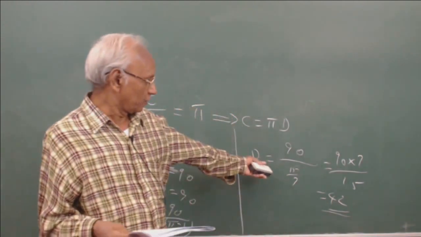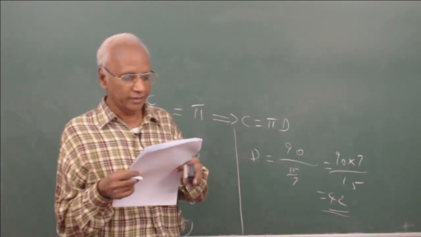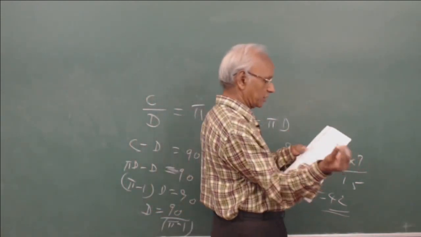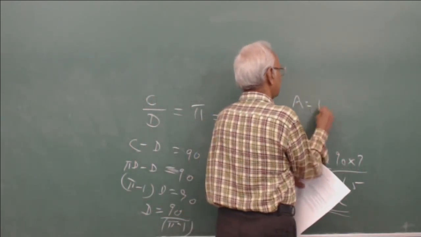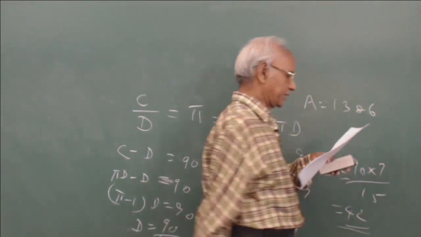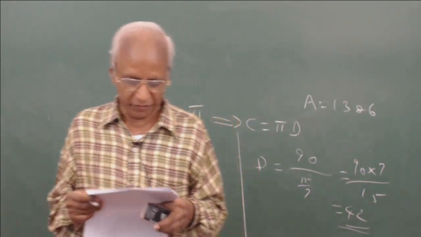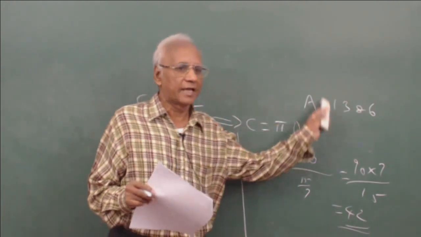So pi d is already known. So 1/4 of pi d square, if you work it out, it comes to 1386. I am not going to work it out. It's not necessary. You can try it if you want. Area comes to be 1386 square centimeter because radius, diameter, etc. are in centimeters. So what the idea is, area of the circle can be calculated.